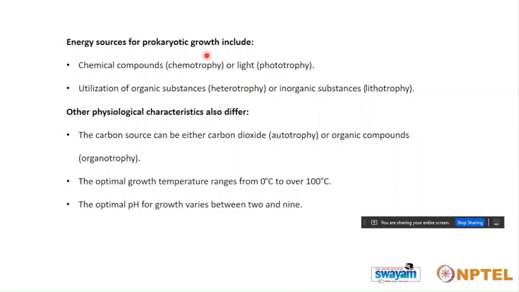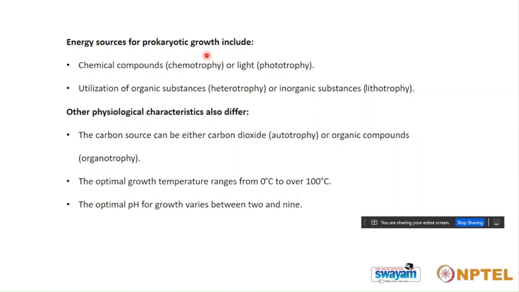The carbon source, even though we already discussed it, can be carbon dioxide or other organic compounds. If the carbon source is carbon dioxide, we can classify those organisms as autotrophic. In the case of organic compounds, we can classify them as organotrophic organisms.